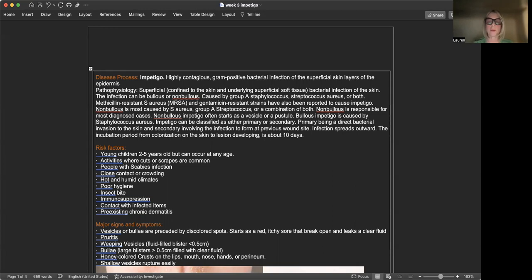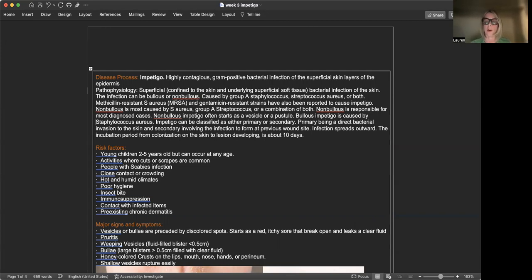Bullous impetigo is caused by Staphylococcus aureus, and it can be classified as either primary or secondary. Bullous impetigo initially starts with small vesicles with clear or yellow fluid, and they become flaccid with dark purulent fluid. Once the bullae rupture, a rim remains around the base.